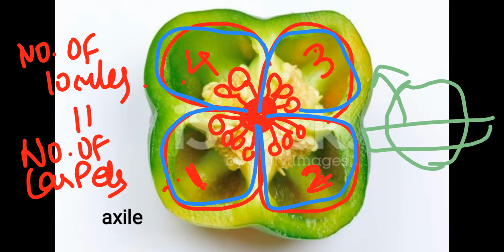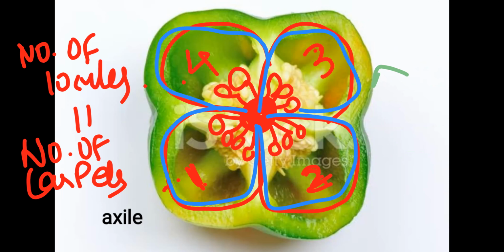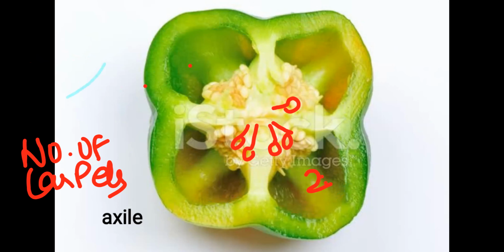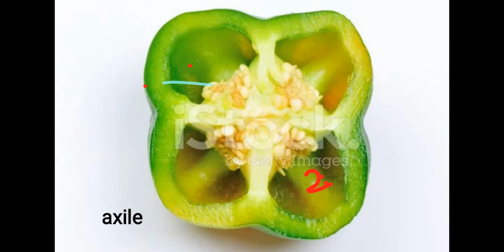This one is a transverse section. Circular form comes, that's why we call it a transverse section. If you take longitudinal, it will come like this, right? Now next, all the carpels are fused in such a way that they all meet at the center, and at that point the placenta formation occurs, and on which the seeds are arranged.